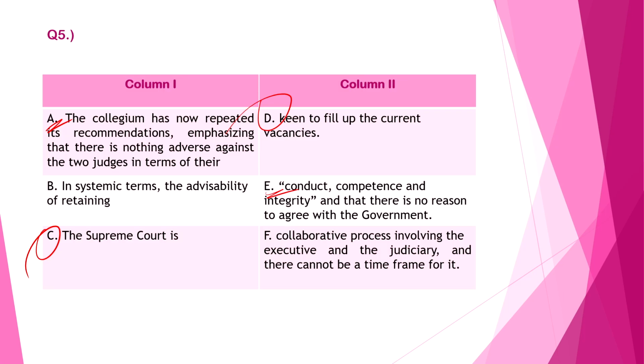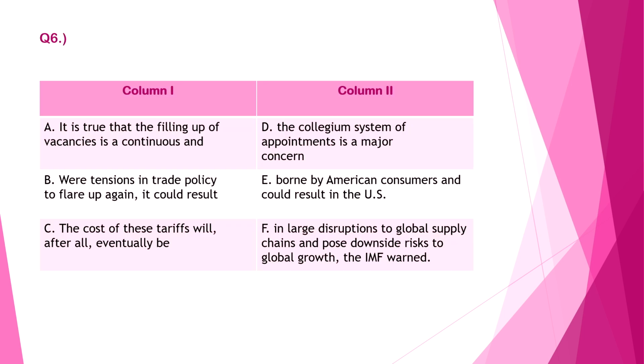So, on combining, the sentence would be: the collegium has now repeated its recommendations, emphasizing that there is nothing adverse against the 2 judges in terms of their conduct, competence and integrity, and that there is no reason to agree with the government. Next sentence: the Supreme Court is keen to fill up the current vacancies. Fine. So, I hope it is clear. Now, here is the next question, solve it.